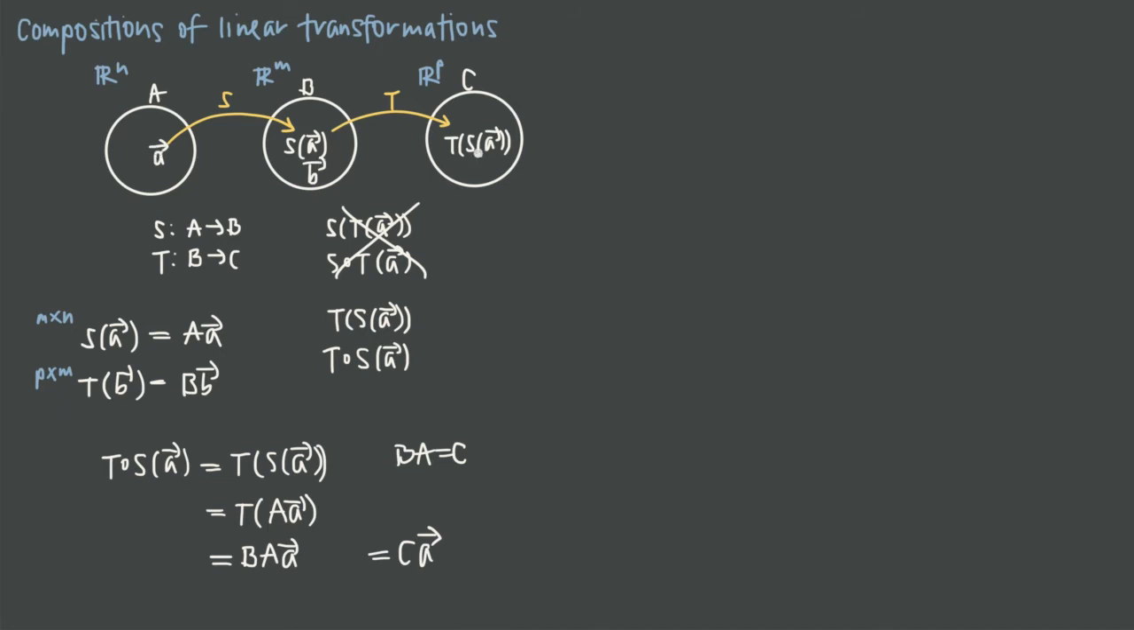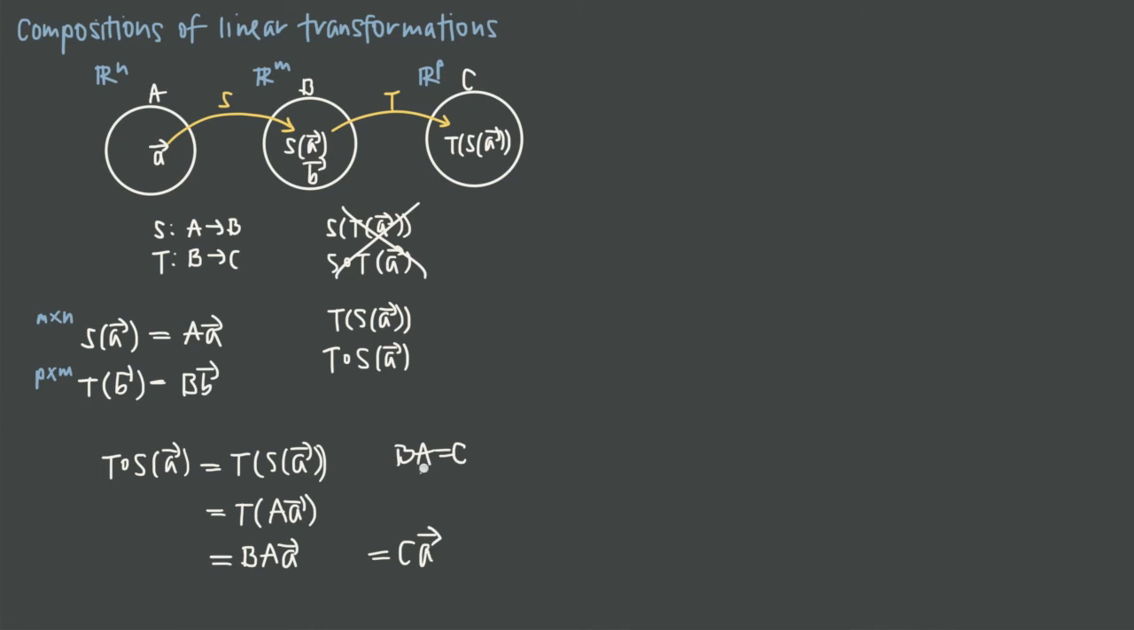So this composition of the two transformations, if I take the transformation that transforms the vector in A into a vector in B, and then takes that and transforms it into a vector in C, to get that resulting vector, all I have to do is find this transformation matrix C and multiply it by the vector A that I want to start with.